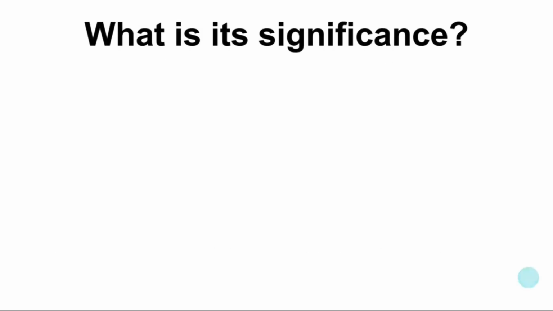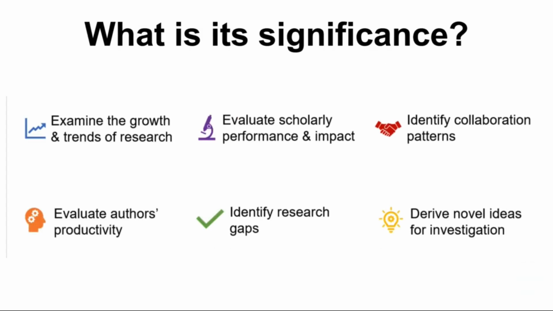What is the significance of bibliometric analysis? Firstly, it helps examine the growth and trends within a specific field. Secondly, it evaluates scholarly performance and impact. Thirdly, it identifies collaboration patterns between the authors or between the institutions. Then it also helps evaluate the author's productivity, identify research gaps, and derive novel ideas for investigation. So these are some of the use cases of bibliometric analysis.